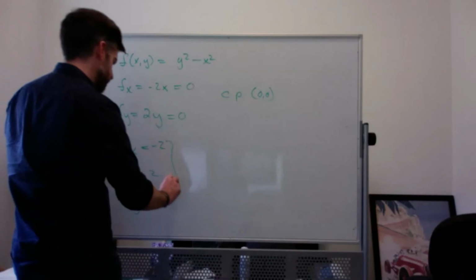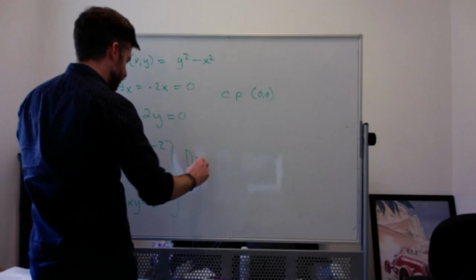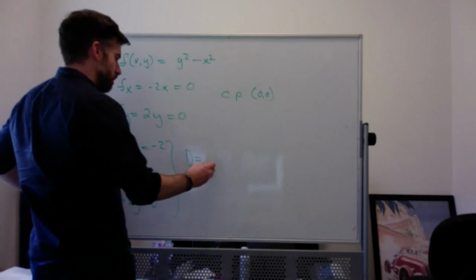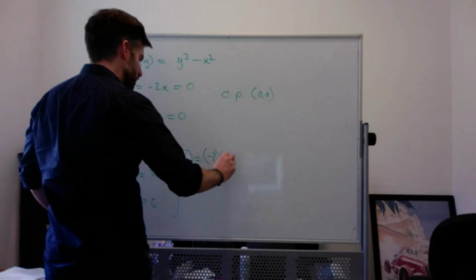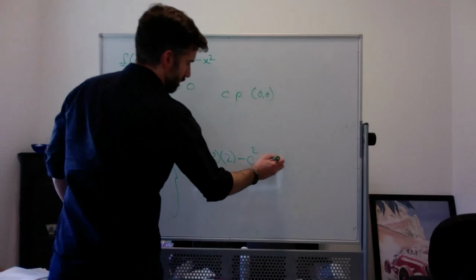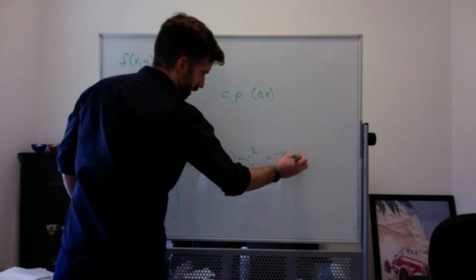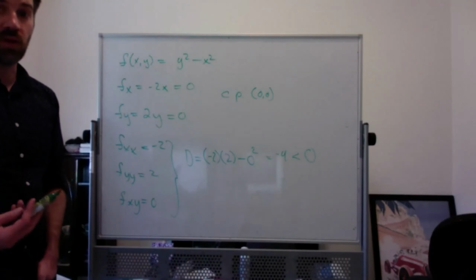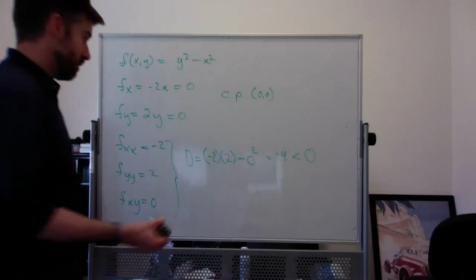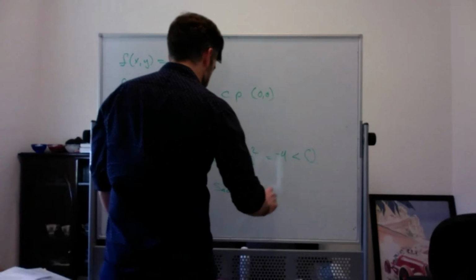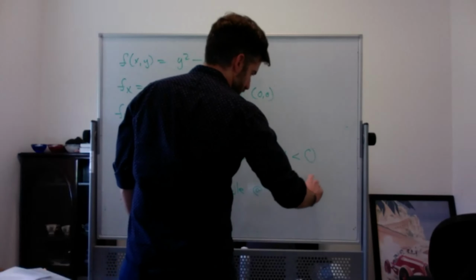So then capital D is this times this minus this squared. So it's negative 2 times 2 minus 0 squared. That's going to be negative 4, which is notably negative. And whenever D is negative, we know we have a saddle. So that means we have a saddle at the critical point (0, 0).